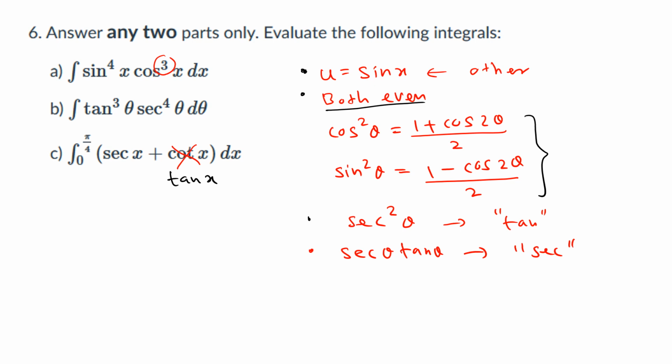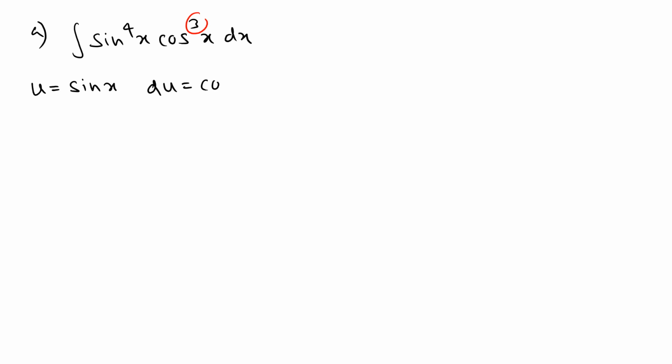Okay, let's go one by one. We start with the first one, which is sine 4th power x cosine cube x dx. As before, we see an odd power, so that means we pick the other one. So u equals sine x, not sine 4x, sine x. And then the derivative is du, which is cosine x dx. The whole point is to try to isolate a cosine term.